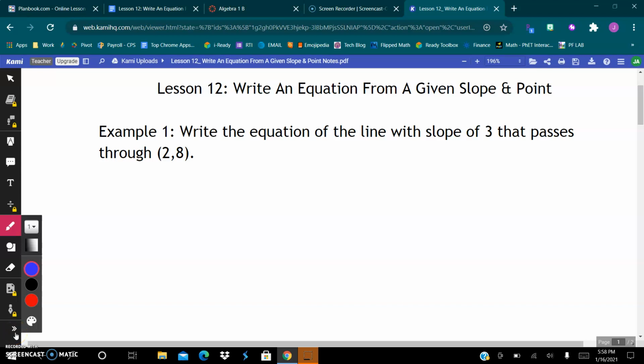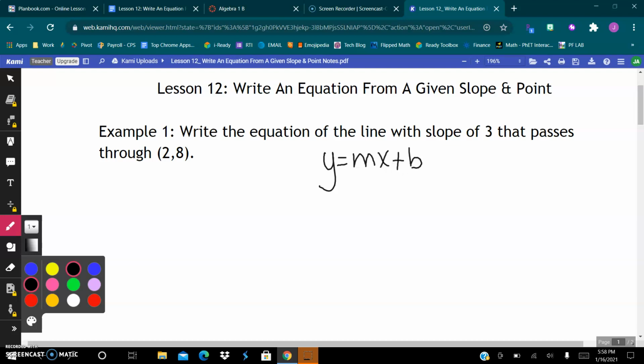For lesson 12, we are going to write an equation in slope-intercept form from a given slope and a point. So they're going to tell us what the slope is, and they're going to tell us a point on the line, and we have to figure out what the equation is. So remember, we're still working with that y equals mx plus b, and that slope-intercept, and the slope is 3 that's given in this problem, so that would be our m.